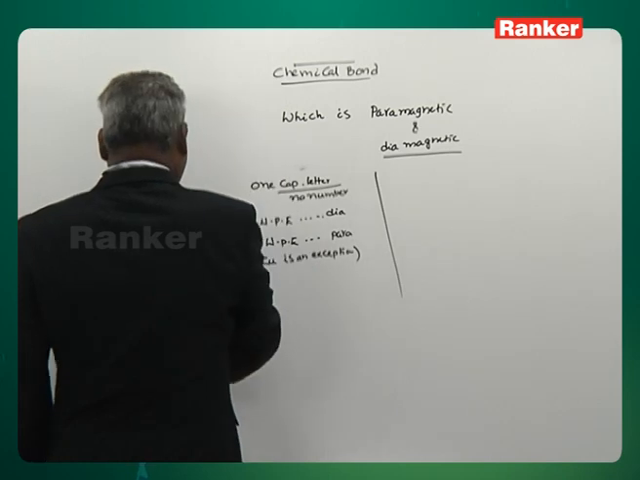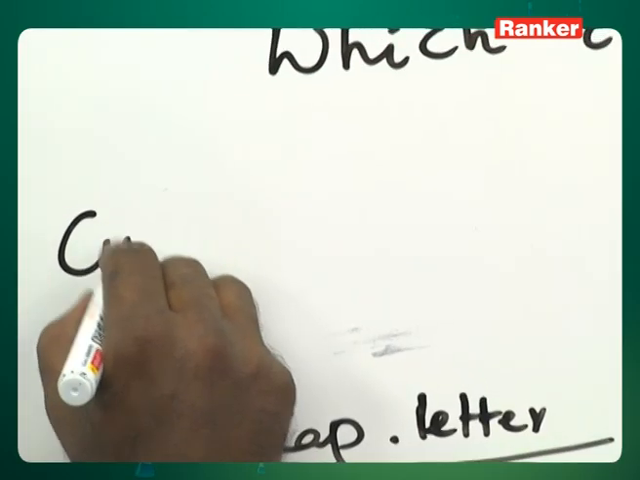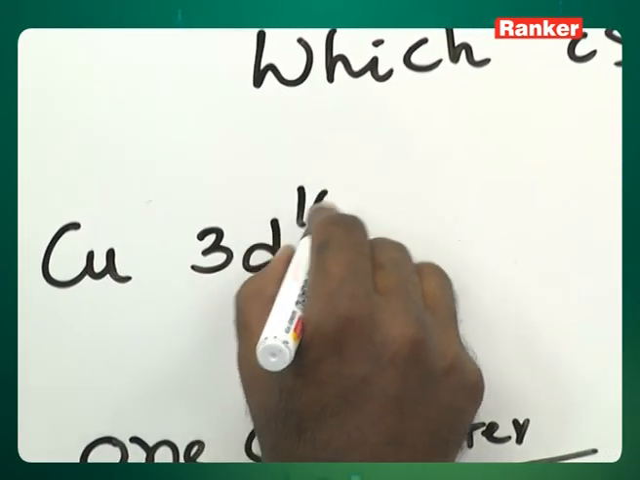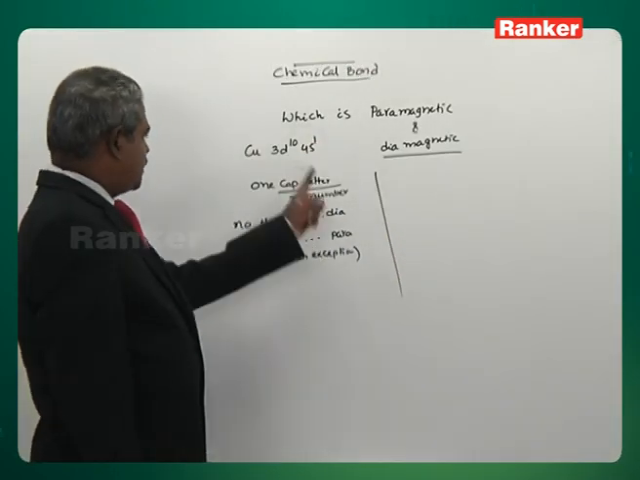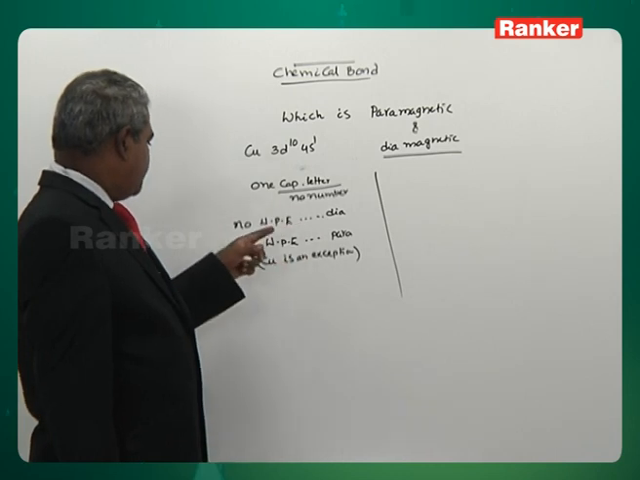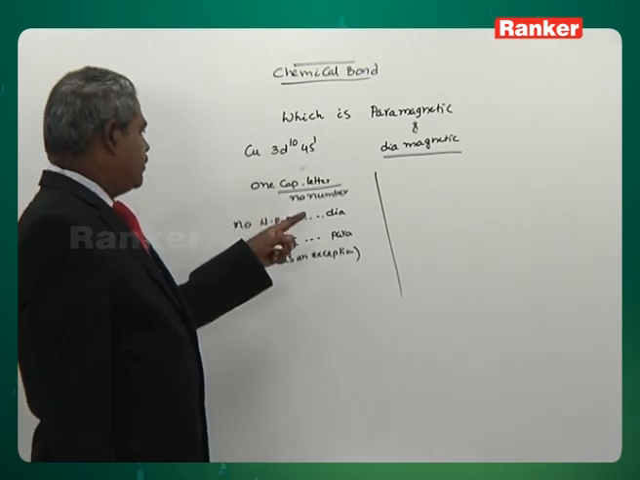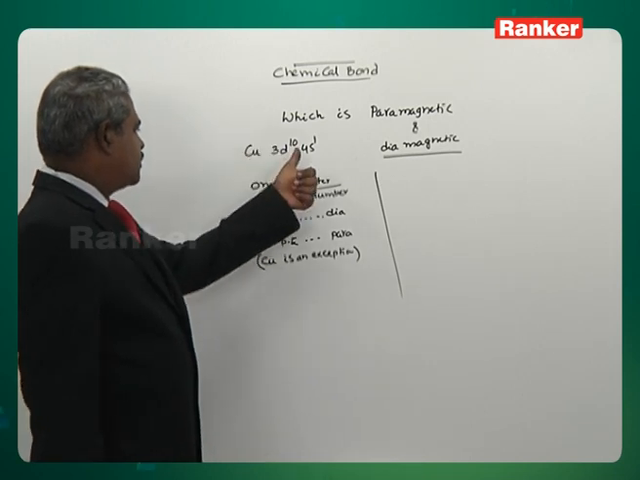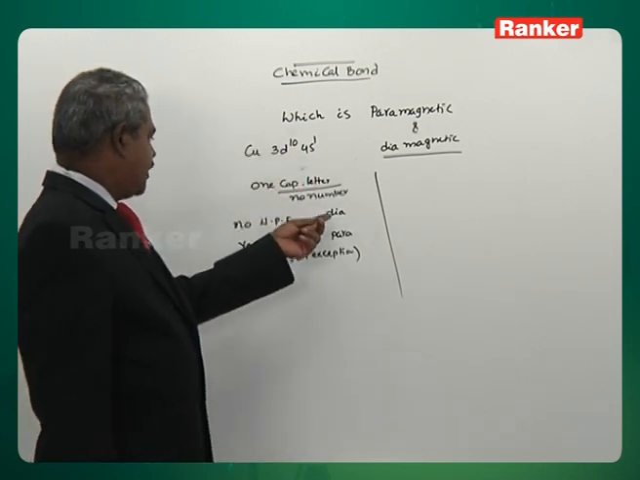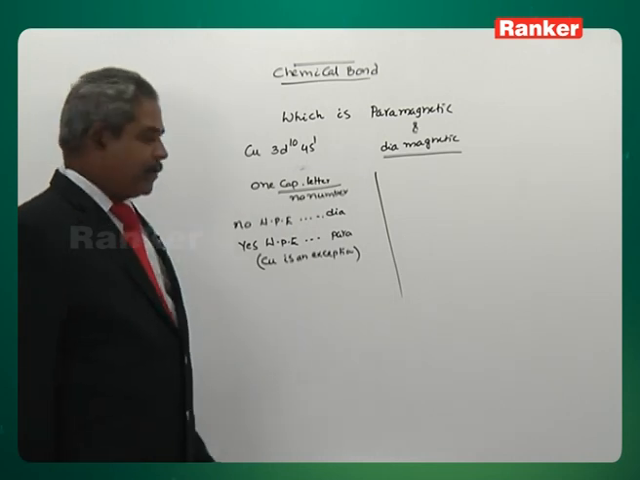What about copper? Cu, 3d10, 4s1. It has an unpaired electron, but still it is diamagnetic, because you have 5 pairs of electrons versus one unpaired, and this diamagnetic property dominates in copper.